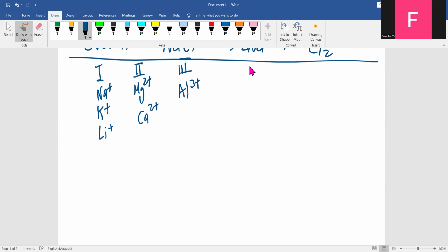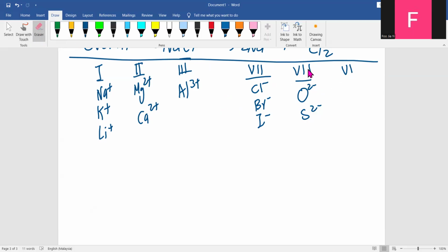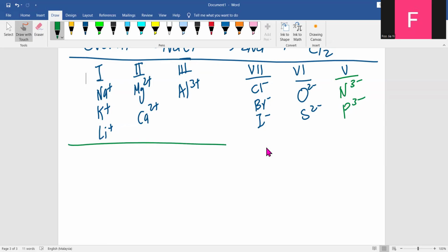Group 7 is negative 1. For example, chloride, bromide, iodide. Group 6 is negative 2. For example, oxide, sulfide. Group 5 is negative 3. For example, nitride, phosphide. Do you remember this? You should have learned this already. Okay, this is in your ionic compound.